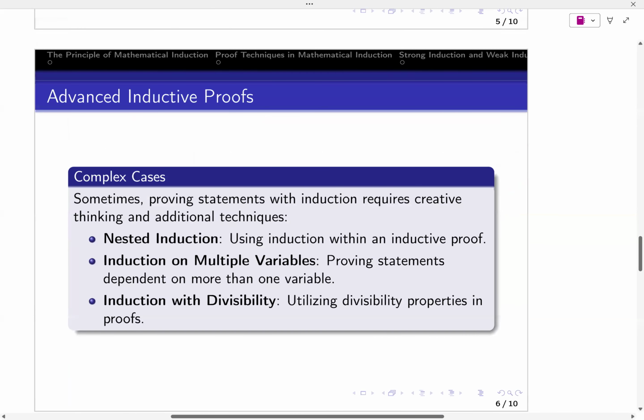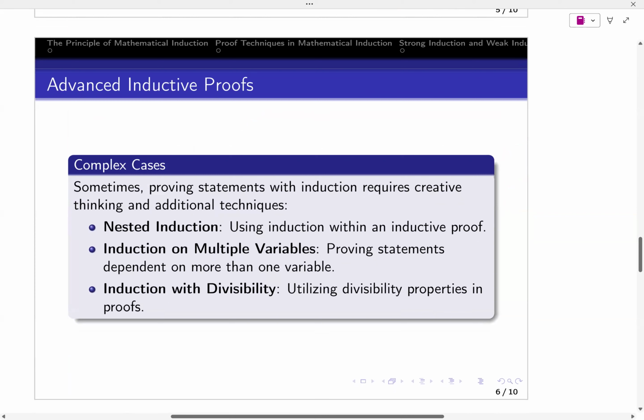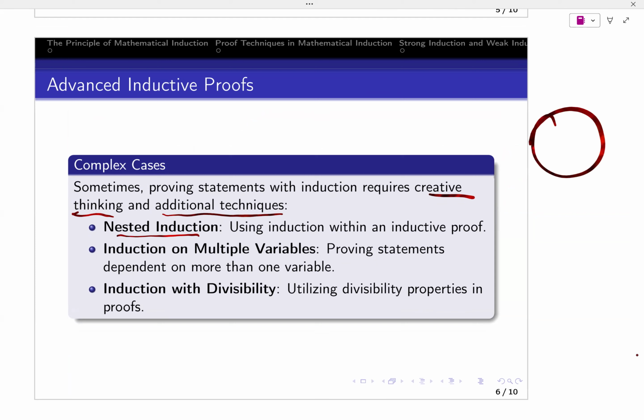So let's talk about advanced inductive proofs. For complex cases, sometimes proving statements with induction requires creative thinking. That's extremely important. Creative thinking and even some additional techniques like nested induction. Nesting is like, you are doing something, and along the line, something comes up inside it, and like that until you narrow down the issue. So with nested induction, you're using induction within an inductive proof. You're proving something, and it gets to a point where you need to prove another thing to prove the main thing you want to prove. That's how it goes.